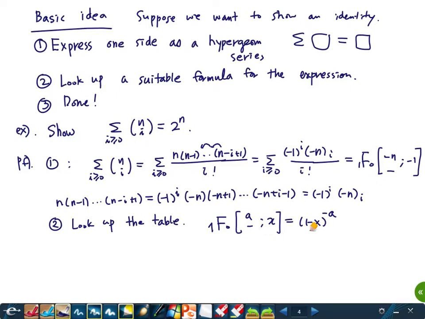Now all you need to do is to substitute the numbers here. Then 1F0 of minus n, nothing, minus 1. Here a equals minus n, x equals minus 1. So it's 1 plus 1 here, and this is n. So it's 2 to the n. That's the proof. That's the end of the proof. Very simple.